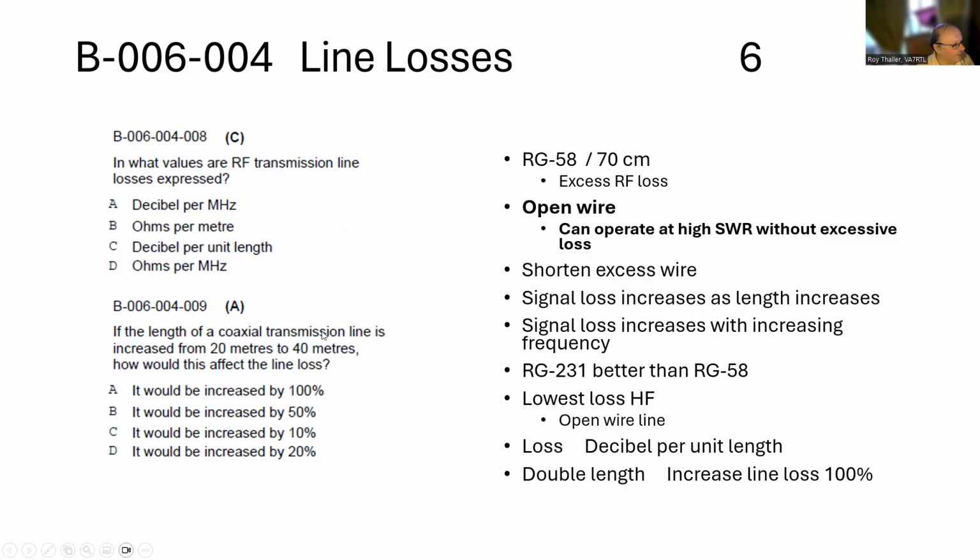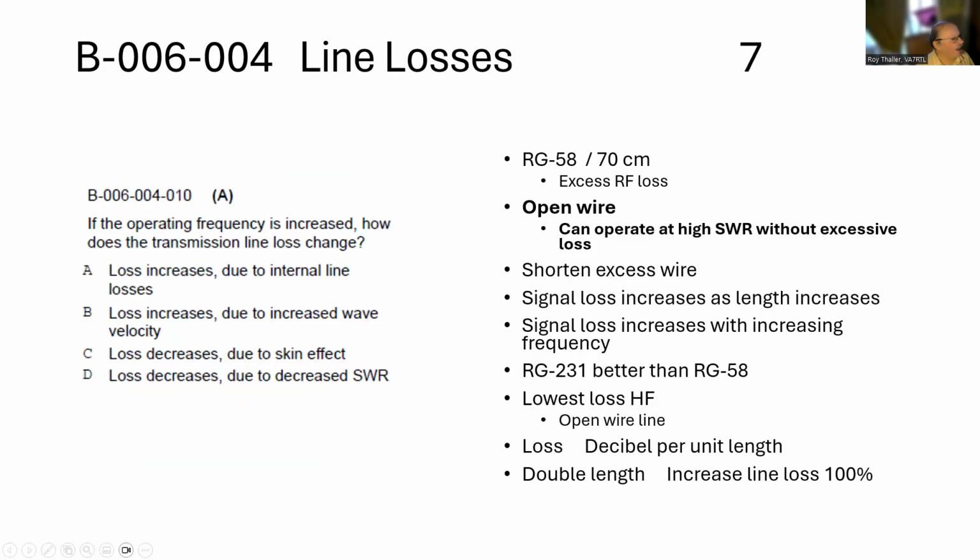If the length of a coaxial cable line is increased from 20 meters to 40 meters, how would this affect the line loss? So here you're doubling the length, so you're increasing your line loss by 100%. So A is the correct answer. It would be increased by 100%. If operating frequency is increased, how does transmission line loss change? This is similar to another question. So, the line loss increases as frequency goes up, and this is due to internal line losses.